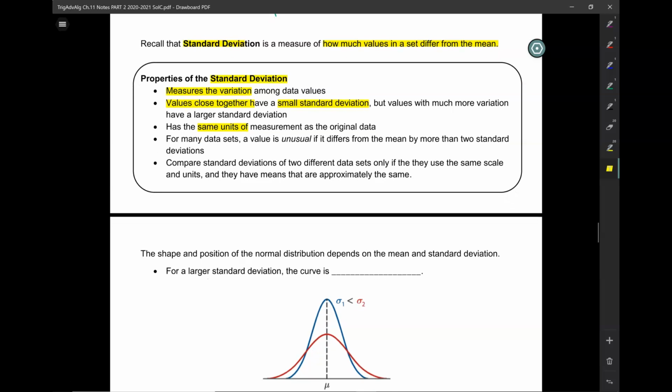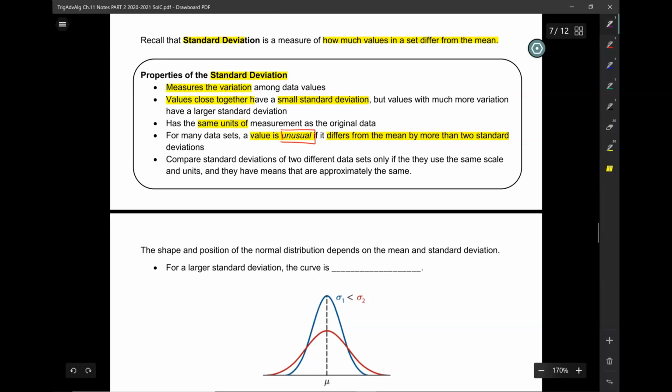Okay, this is important now. For many data sets, we call a value unusual. That's the term. It's not derogatory, it's just not usual. If it differs from the mean by more than 2 standard deviations. All right. So what does that mean?